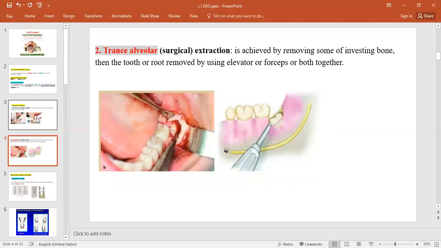The second method of extraction is transalveolar. It means surgical. We must remove some of the investing bone, and then we use the forceps and elevator for extraction. We use it in impaction: impacted third molar, impacted canine, any tooth impaction, we use this technique.